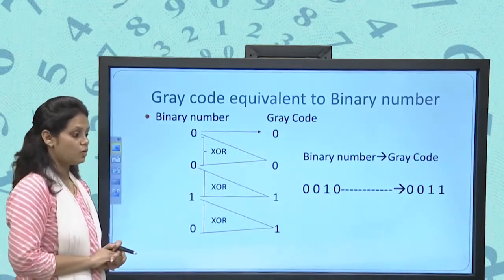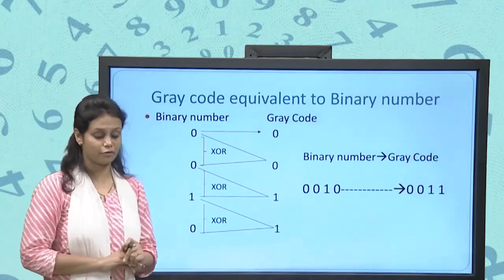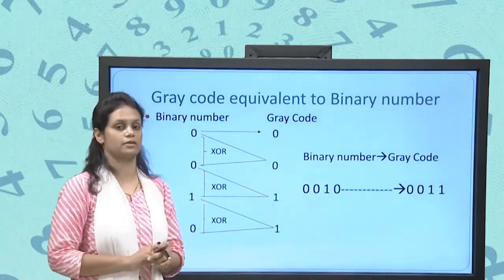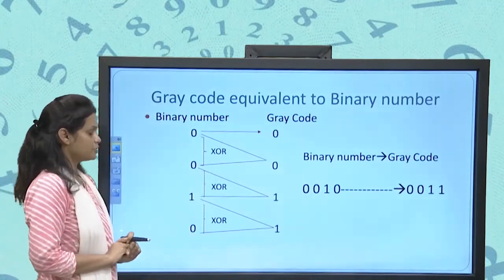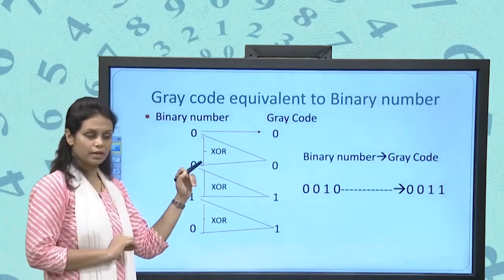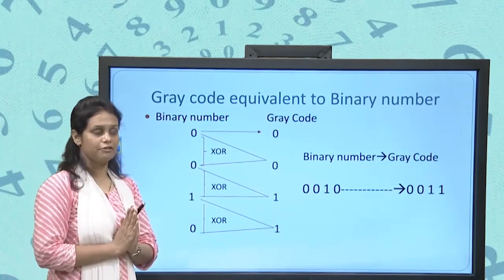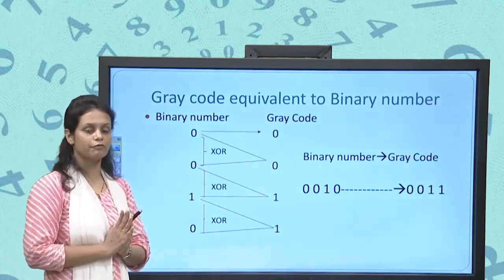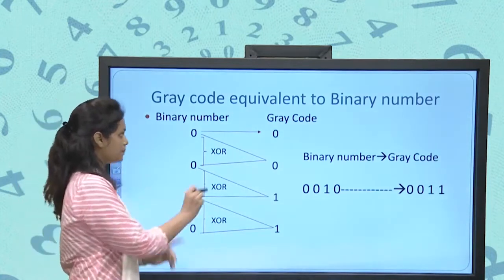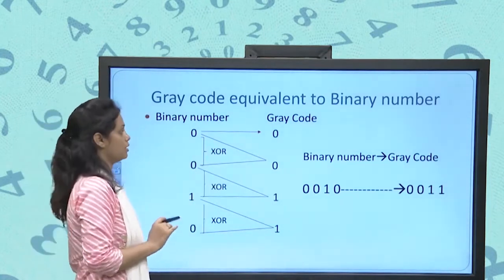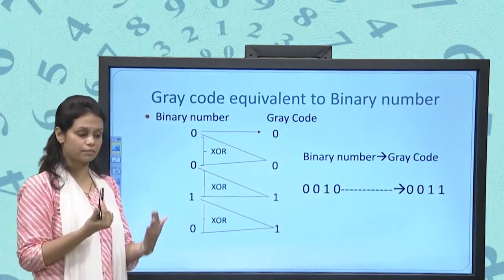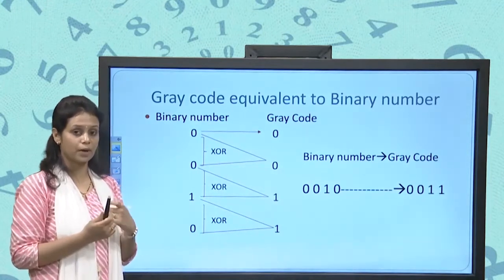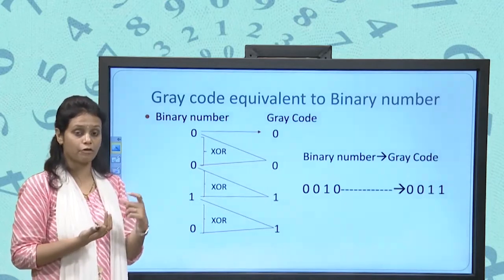Now what is the procedure behind this, and what is the importance of the XOR operation in this conversion? I will explain all this. First of all, for converting a binary number to the gray code, in the first step, the first bit we will keep as it is. So we will keep this 0 as it is. Now from the next step, step 2, we will make the pair of 2 bits.